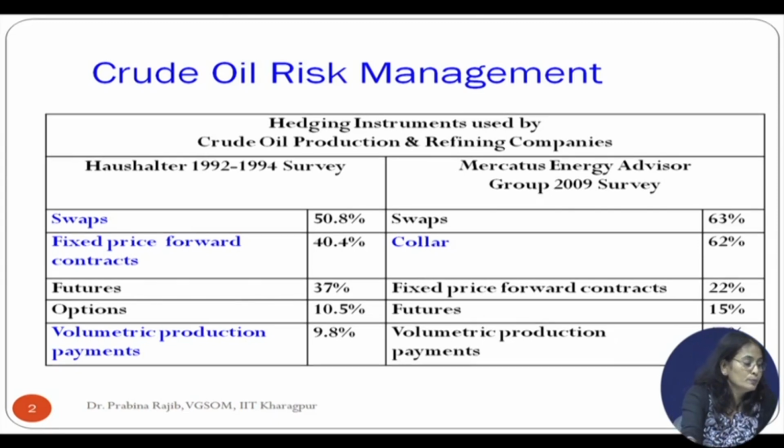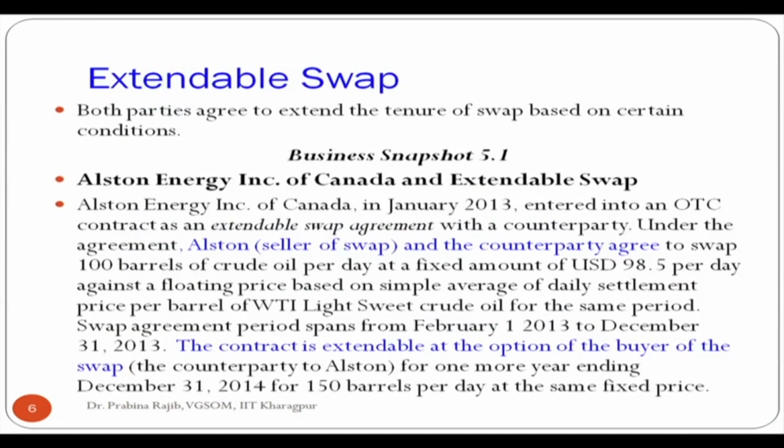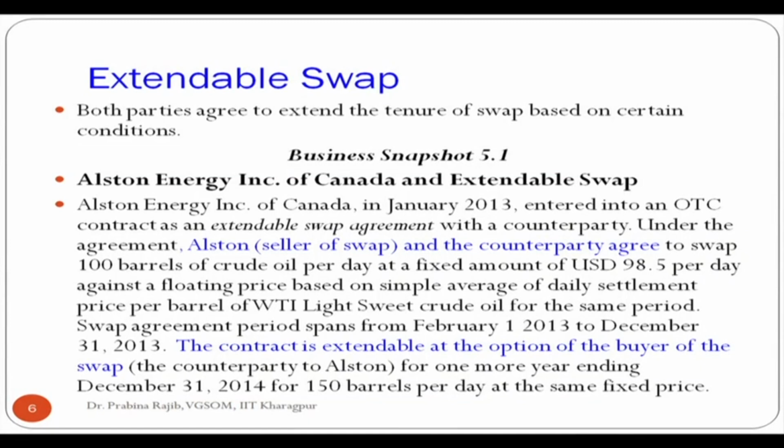Now we discussed the swaps, and let's go to this one. This is another interesting twist to the swap, known as an extendable swap. And one thing I would like to highlight here is that swaps are OTC contracts. They are entered into by two parties, so they have the freedom to modify the features of the swap. I want all of you to spend a couple of minutes understanding how Alstom Energy Incorporation of Canada entered into an extendable swap.